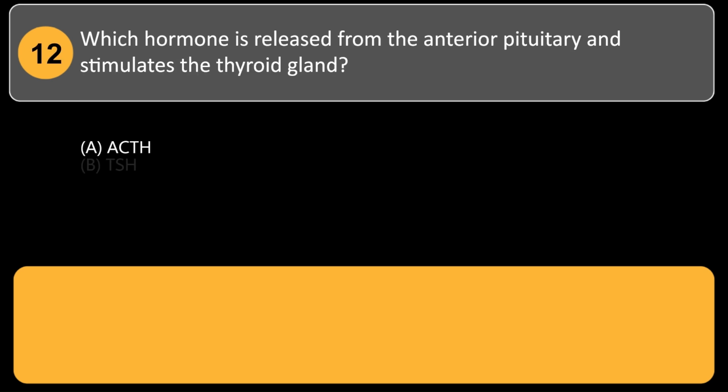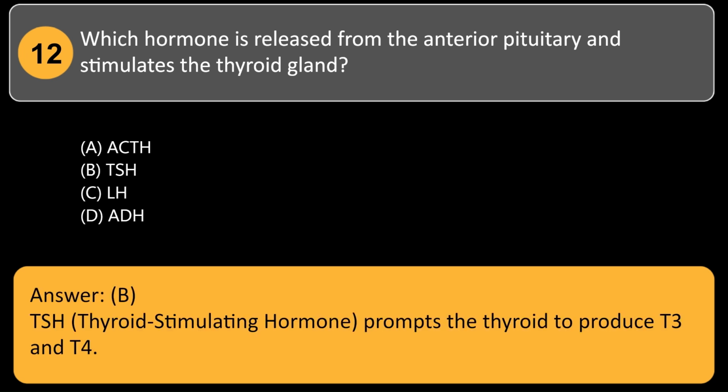Which hormone is released from the anterior pituitary and stimulates the thyroid gland? A. ACTH. B. TSH. C. LH. D. ADH. Answer, B. TSH, thyroid stimulating hormone, prompts the thyroid to produce T3 and T4.